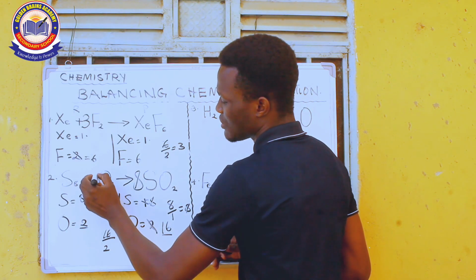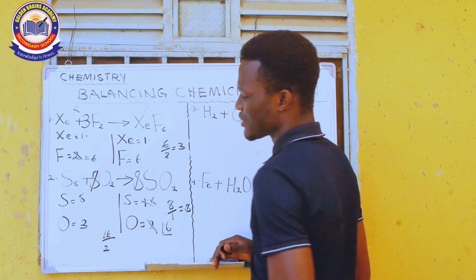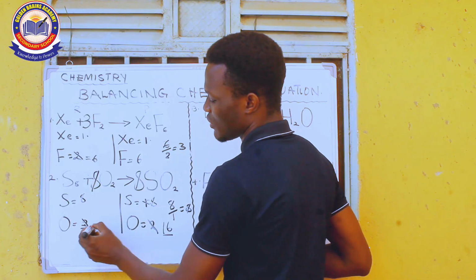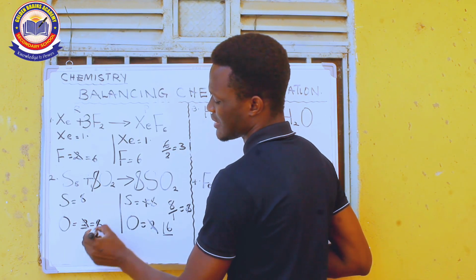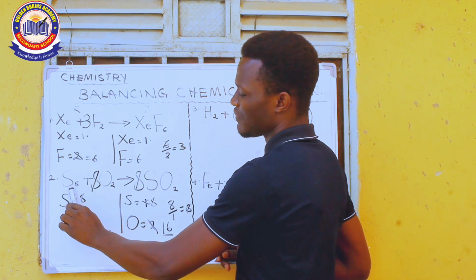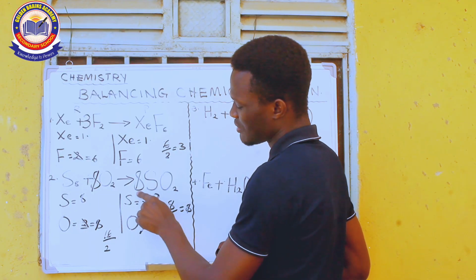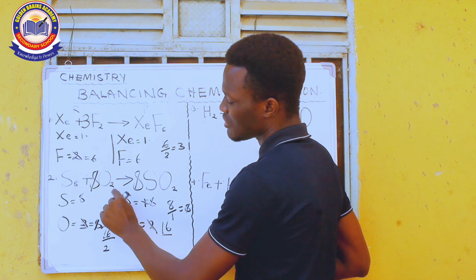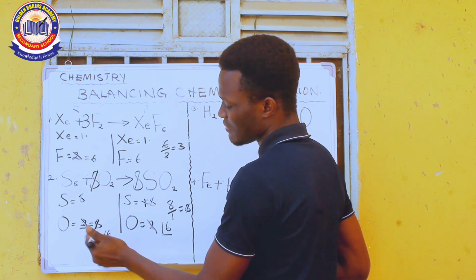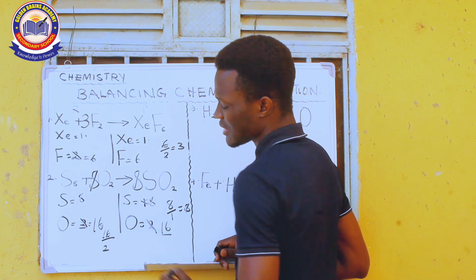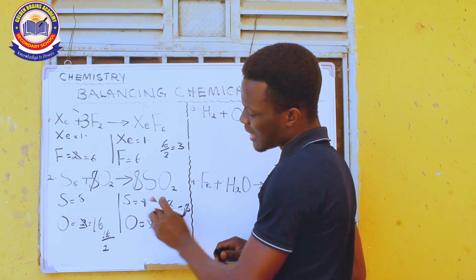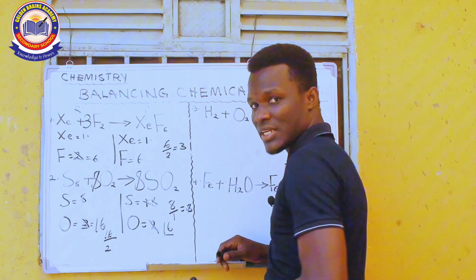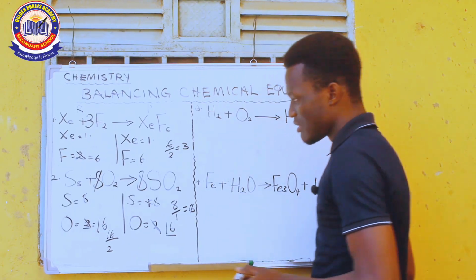Now this 8, you're going to put in front of oxygen. Therefore, when you check the equation, this one will move from 2 to 8. Now, when you check here, sulfur 8, sulfur here 8. Then you check oxygen, 2 times this 8, you get 16. And then check this side, you have 2 times this 8, you get 16. We say our equation is balanced.